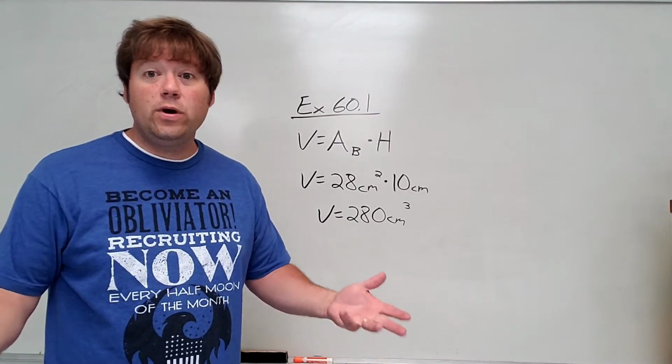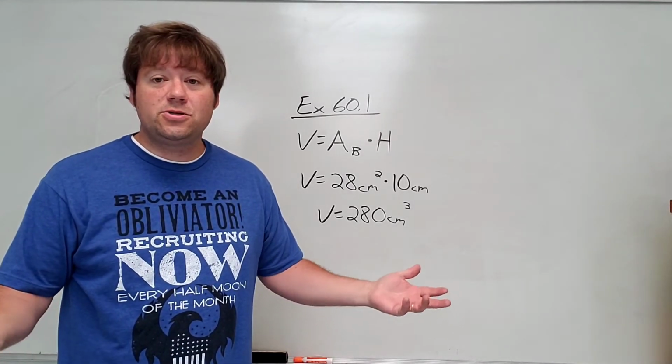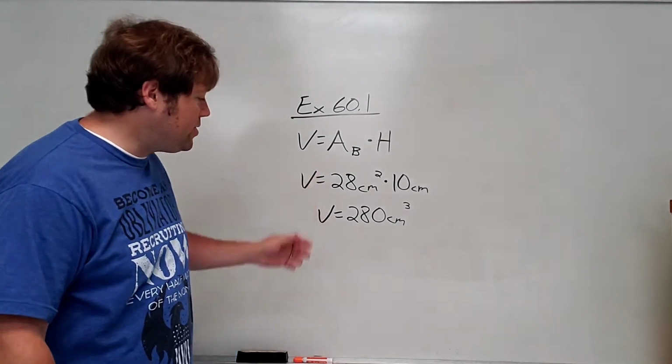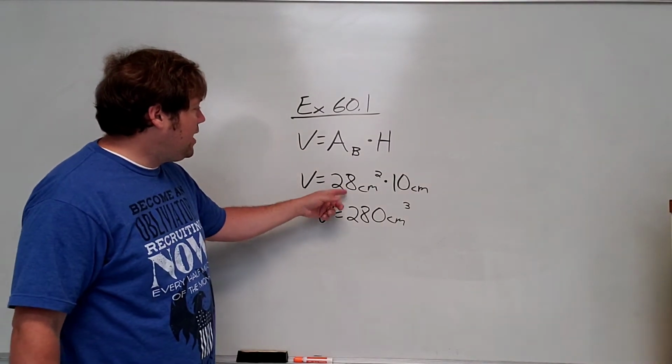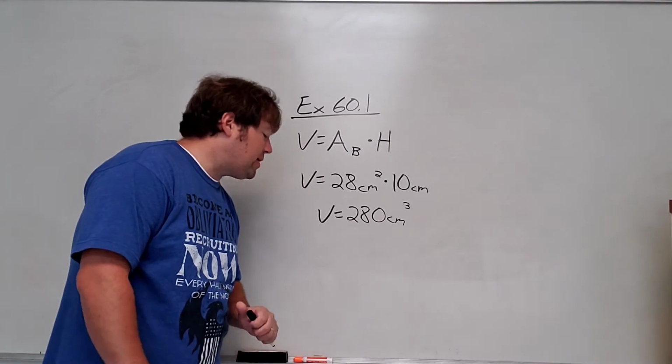Remember, sometimes they will actually tell you the area of the base. If they do, that's just all the easier. You don't have to find it. And on this problem, they do. So area of the base times the height is going to equal 280 cubic centimeters.